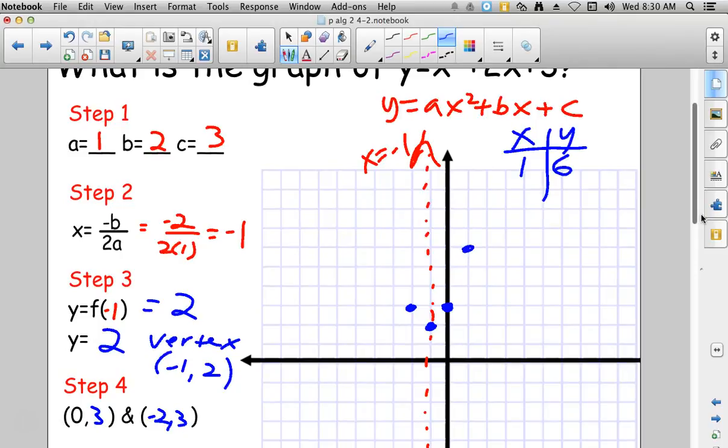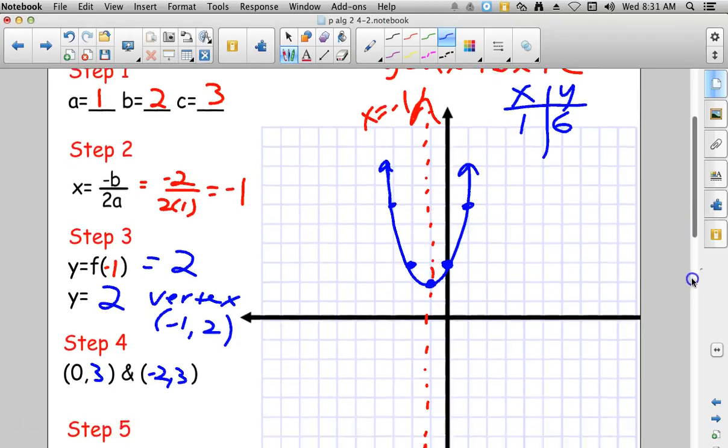If we use symmetry on the other side, that gives us a pretty good idea of the width of this graph. So there it is. It's just a lot of steps. But if we remember, start with that negative b over 2a, it doesn't take us too long to figure out how to graph in standard form.